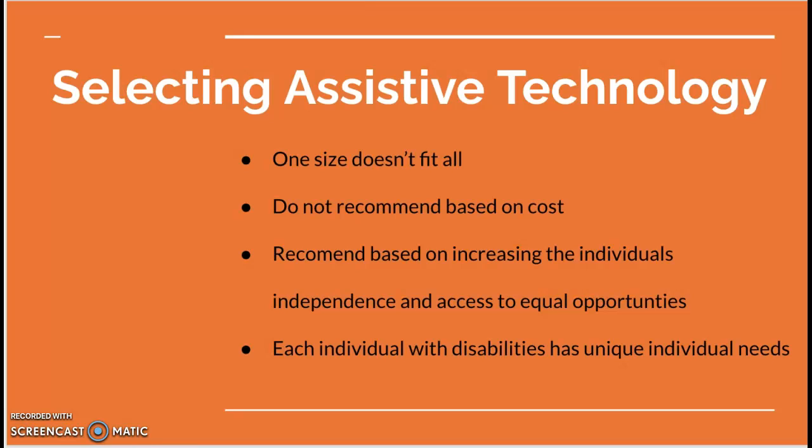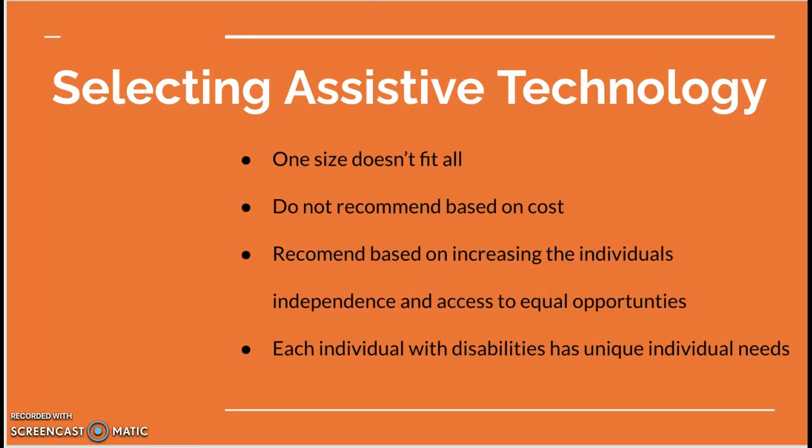However, it could also be the opposite, selecting something that is low tech when a student really needs something that's high tech because you're trying to be cost conscious. So don't recommend based on cost. Recommendations should be based on increasing the individual's independence and allowing them to have equal access to opportunities. When we're selecting things based on cost, we're not taking into consideration what that individual really needs to be independent.